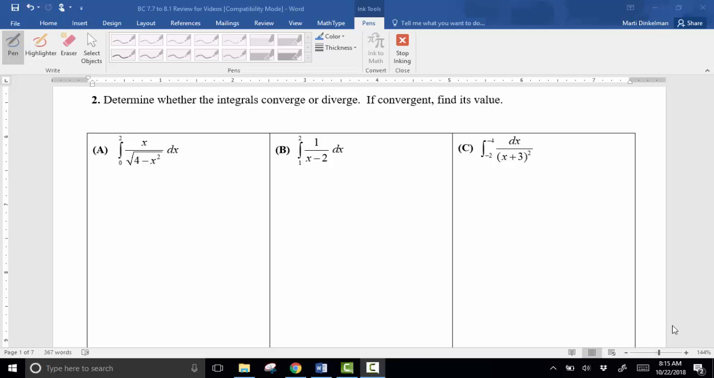This is the 7.7-8.1 test review. Number 2, non-calculator. This particular problem again is asking us whether the integral converges or diverges.